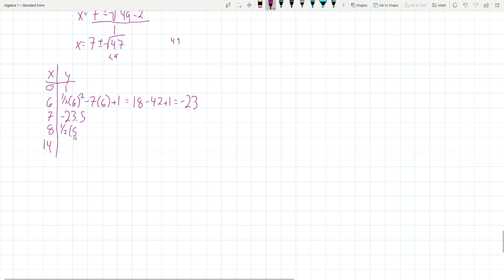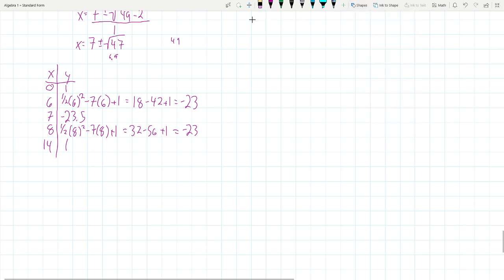1/2 of 8 squared minus 7 times 8 plus 1. 8 squared is 64. 64 divided by 2 is 32. 7 times 8 is negative 56 plus 1. So 32 minus 56 is negative 24 plus 1 is negative 23. That matches up as it should. 14, I'm just going to save us a bunch of math. I'm just going to tell you it's 1. And so we can graph this.